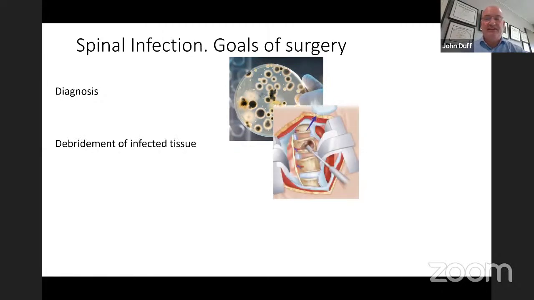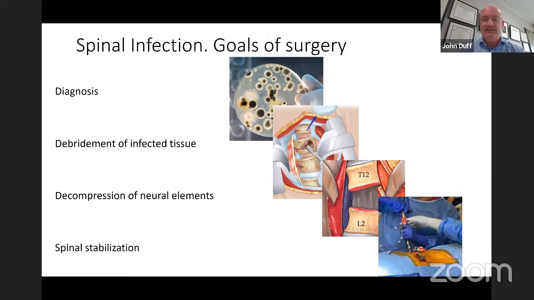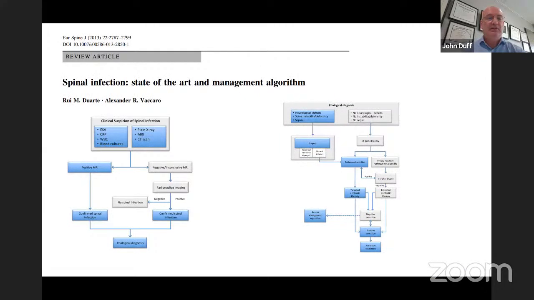Debridement of the infected tissue, so reducing the load of bacteria and making the antibiotics more accessible to treat the infection. Decompression of the neural elements and spinal stabilization. So this is a paper that came out in 2013. It's a very nice review article by Alex Vaccaro's group, and they propose a management algorithm.